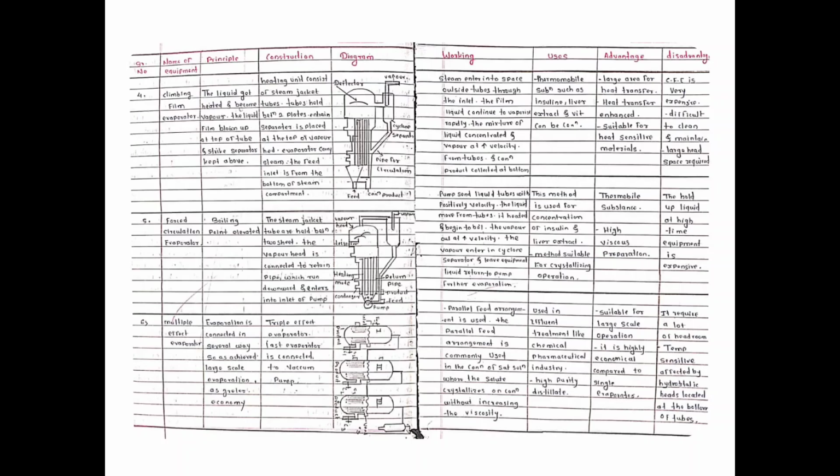Climbing film evaporator: thermolabile substances such as insulin, liver extract, vitamin C can be used. Thermolabile means heat sensitive material is not suitable for the evaporating pan, but the climbing film evaporator is utilized for that purpose. Forced circulation evaporator is also used for insulin. And multiple effect evaporator is used in the chemical and pharmaceutical industry for high purity distillate.